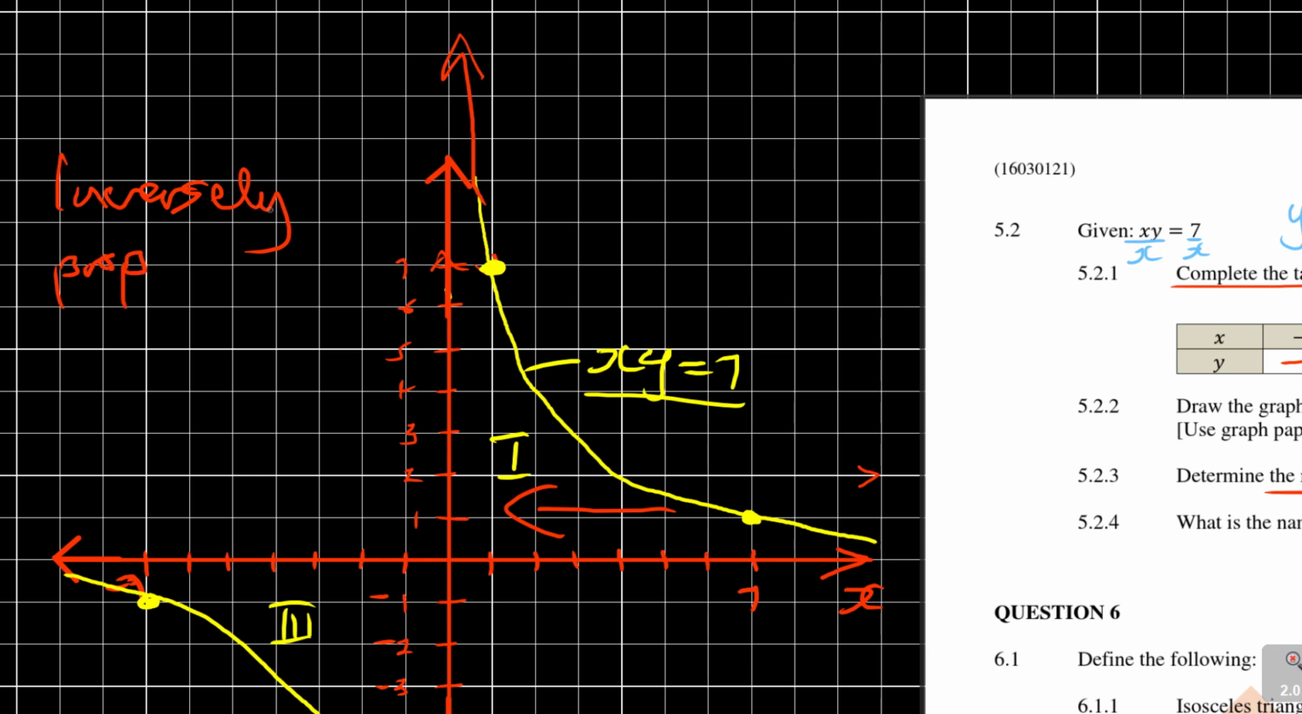A straight line is directly proportional, meaning when x increases, y increases. But when one increases and the other one decreases, we say it's inversely proportional. So the key word there is inverse. It's an inverse of the other. When one goes up, the other one goes down. It means it's an inverse relationship. I think you see the spelling: I-N-V-E-R-S-E, inverse.